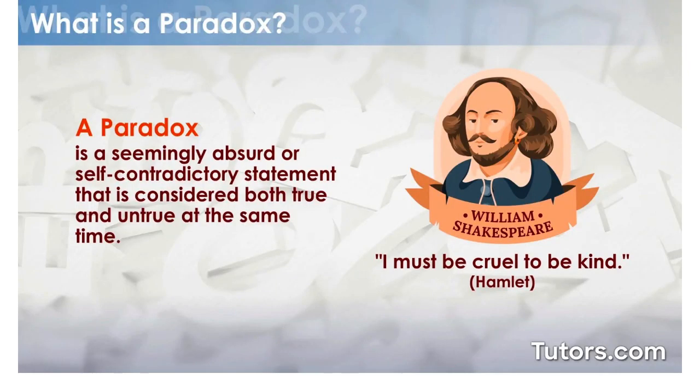So I thought it was important to maybe talk about what a paradox is, because it's one of the most complex literary devices that we have. A paradox is a seemingly absurd or self-contradictory statement that is considered both true and untrue at the same time. "I must be cruel to be kind" is a fairly obscure example here, but "I wish you hunger," again, I think makes perfect sense.